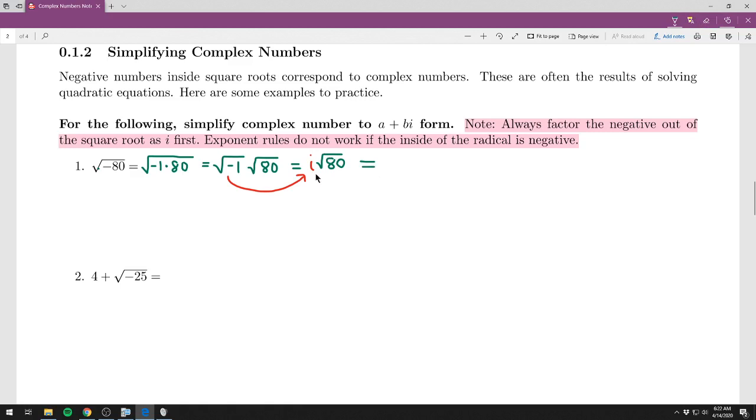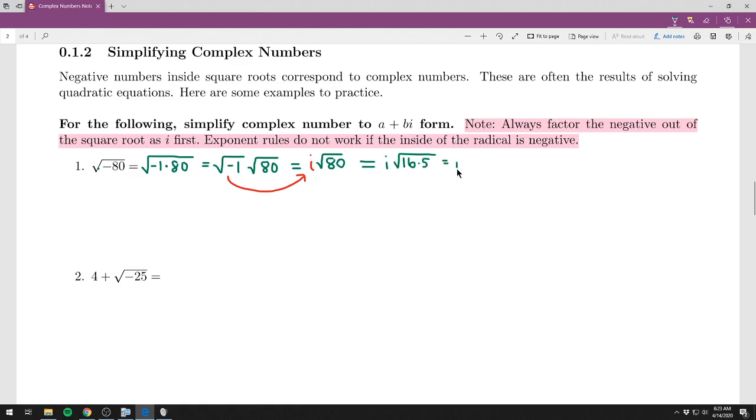All right, so once you have this taken care of, you have the i outside, your number's positive inside, then you just simplify the inside. Can we simplify the square root of 80? And we can, because this 80 is 16 times 5. Right, we're looking for those perfect squares.